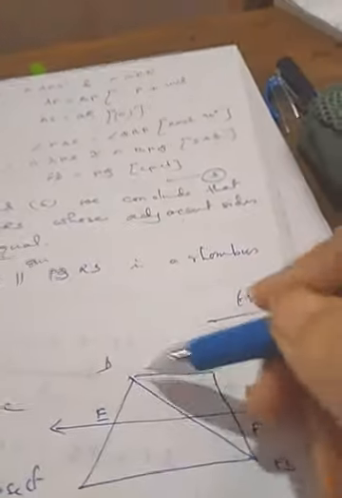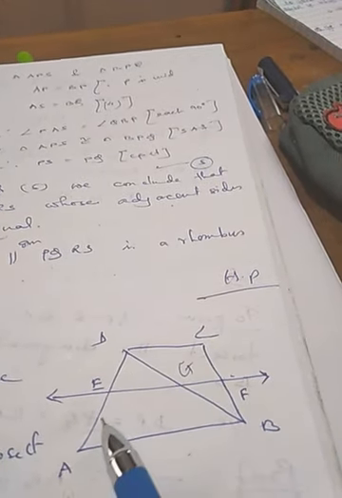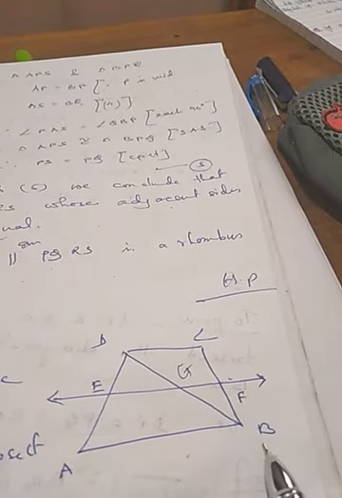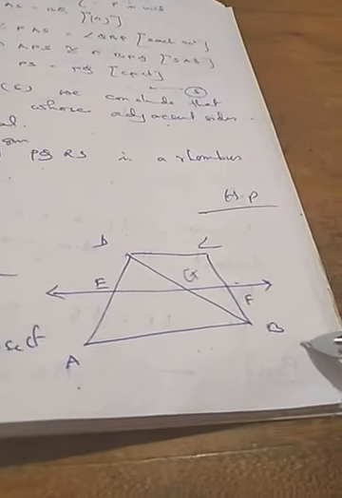Now how to prove it? We have written, let BD intersect EF at G. Now you have to give this point the name G. So this line intersects this diagonal at the point G. Now you see, we have taken this triangle. I'll show you from here only. We have taken this triangle DAB.